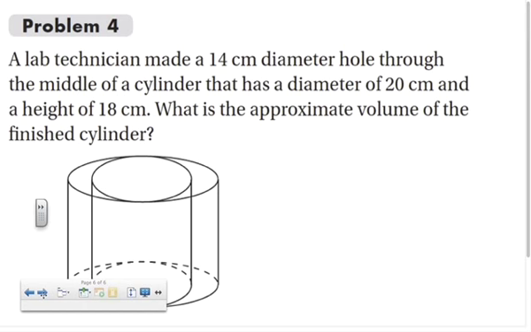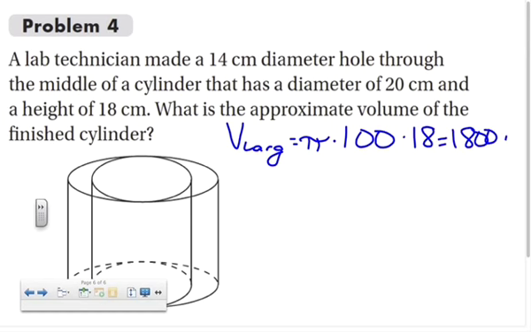Okay, so in a problem like this, the volume of the large cylinder would be pi times 100 times 18. I'll pause just in case there's any confusion about the 100. Notice that the problem is telling you that the big diameter is 20. If the big diameter is 20, that means the big radius is 10. Remember that we have to take that radius and square it. So this is 1800 pi.